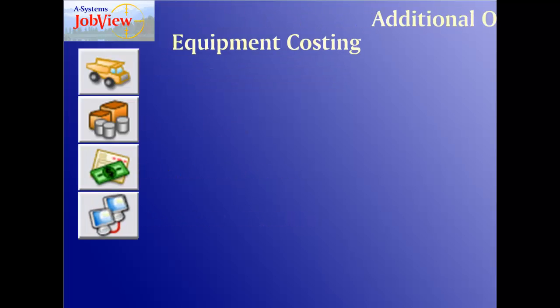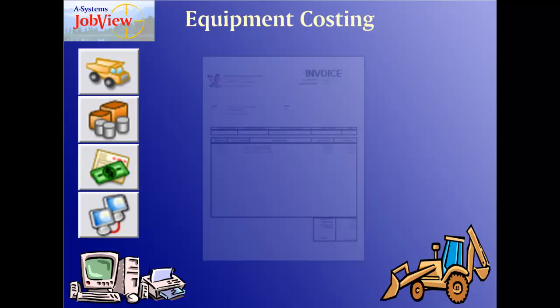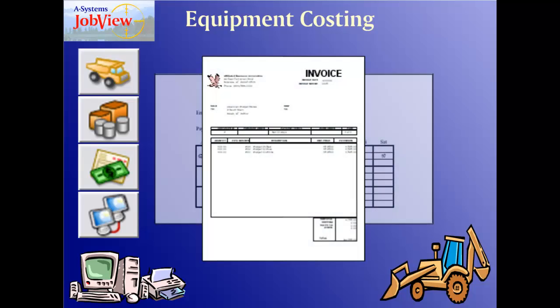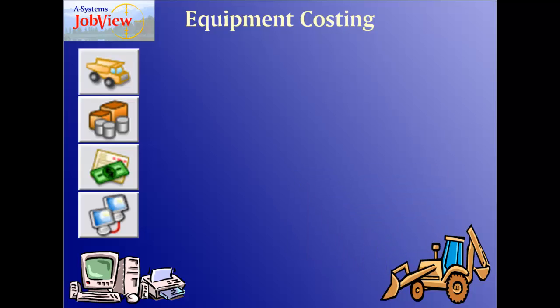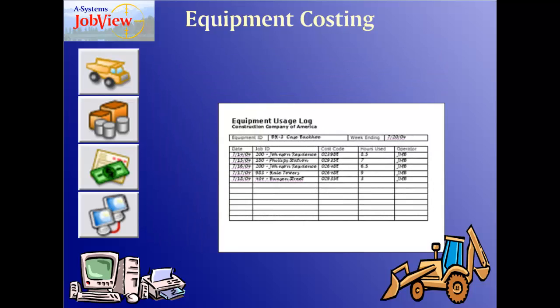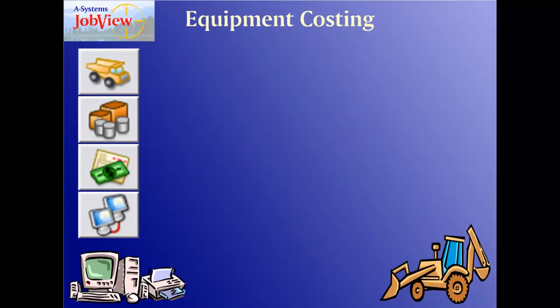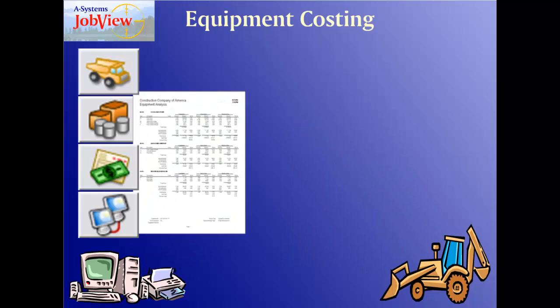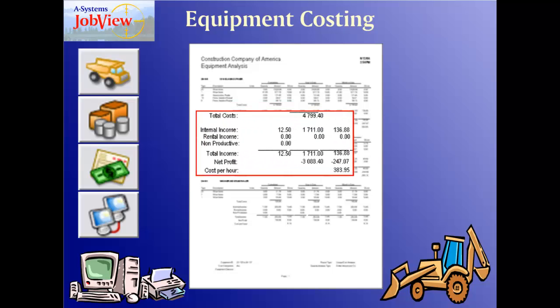Equipment costing lets you set up each of your pieces of equipment as a cost center. Apply costs to the equipment through accounts payable invoices and payroll timesheets. Apply income to the equipment by recording the time the equipment worked on your own jobs or by billing a customer for rental use of the equipment. Now you can print equipment analysis reports that tell you whether or not your piece of equipment is profitable.